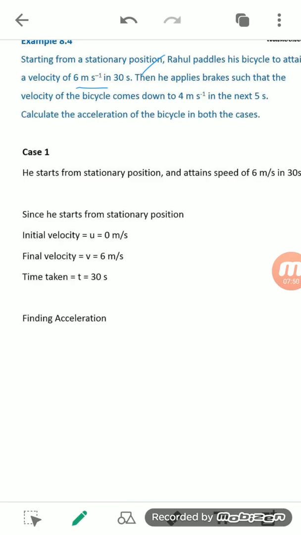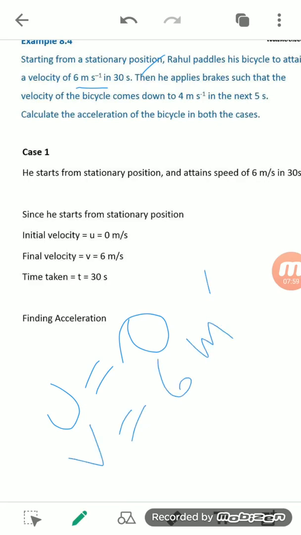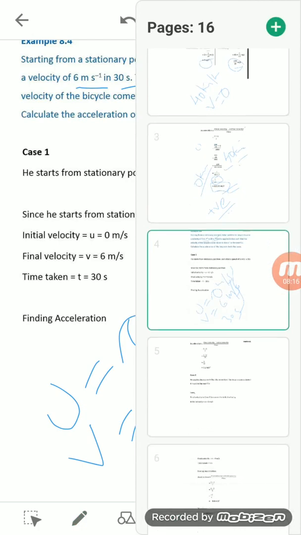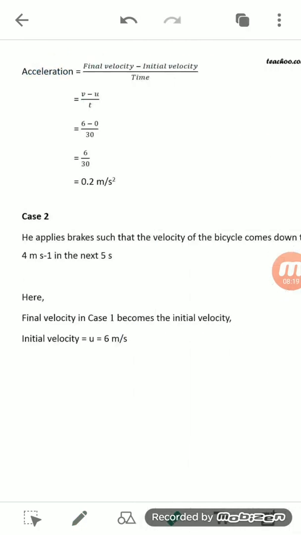Okay, so in the first case you see the initial velocity is 0 meter per second, and the final velocity is 6 meter per second, and the time taken to reach the final velocity, or the change in the velocity, is equal to 30 seconds. So on the basis of this we can find the first case. By putting the values, the final is 6, while the initial is 0, so 6 upon 30 will give the value 0.2 meter per second square.